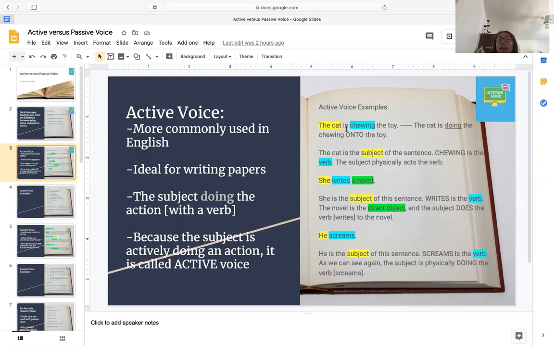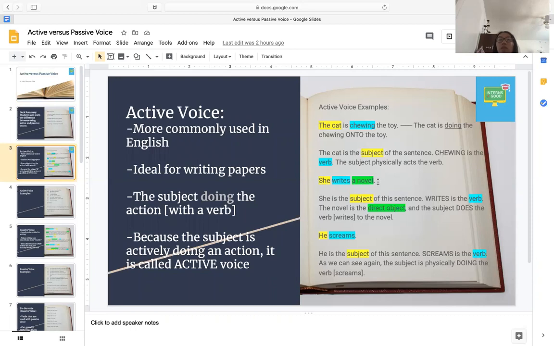First, we have the cat is chewing the toy. The cat will be the subject of the sentence. Chewing is the verb. And because it is an active voice, the subject physically does the verb or acts upon the verb.